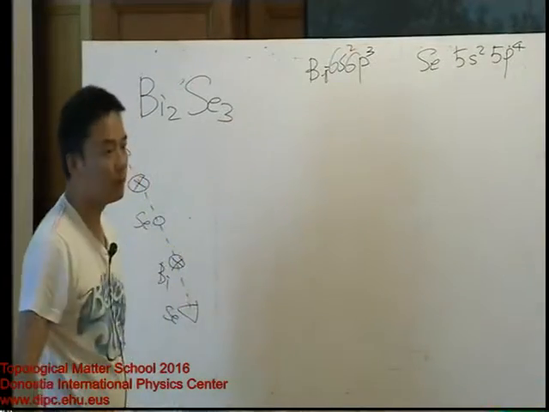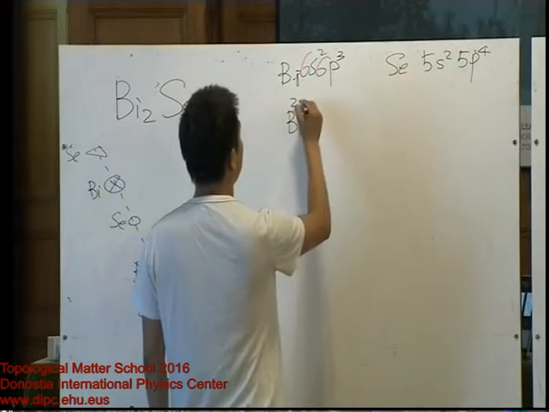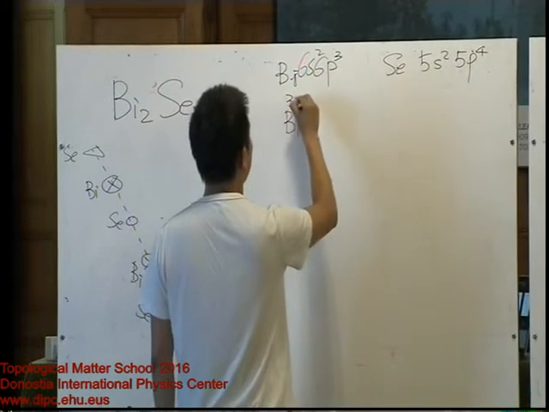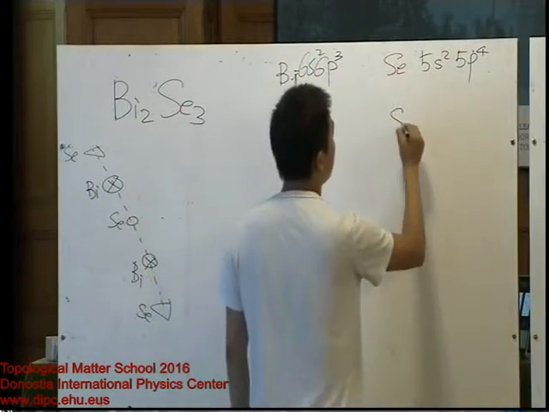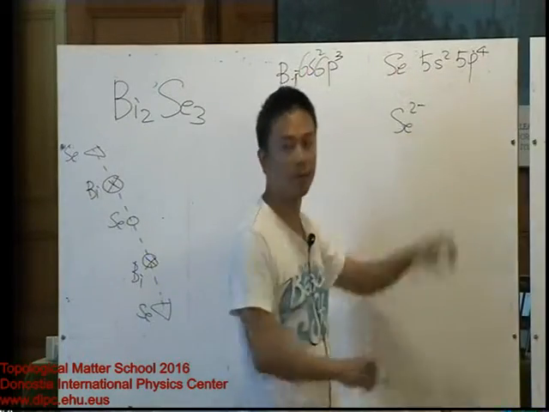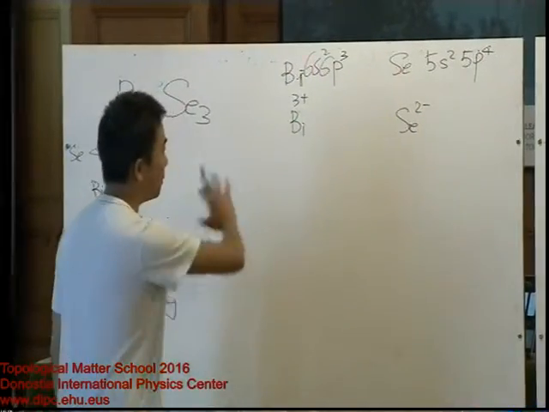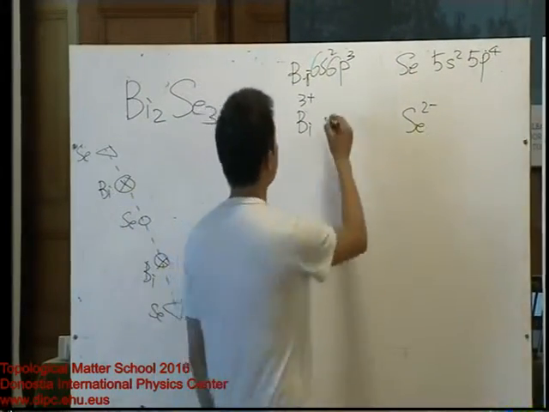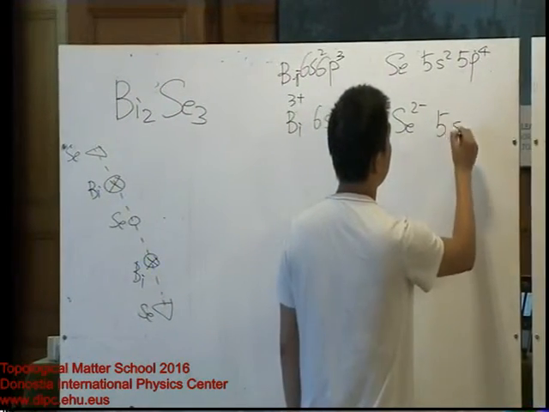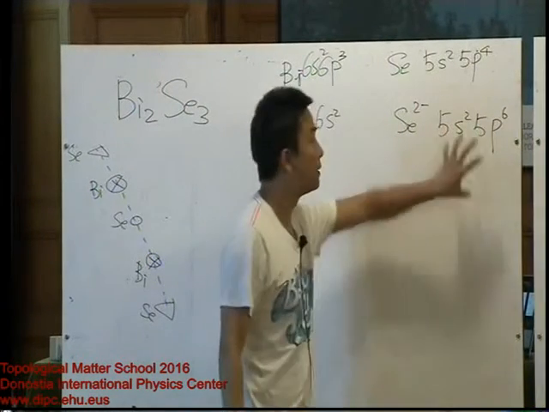When it forms the compound, from simple chemistry we know bismuth will be 3+. Selenium is 2-, because it needs 2 more electrons to close the shell. Then bismuth transfers 3 electrons away, and in total, to balance, the compound is Bi2Se3. This is a closed shell.